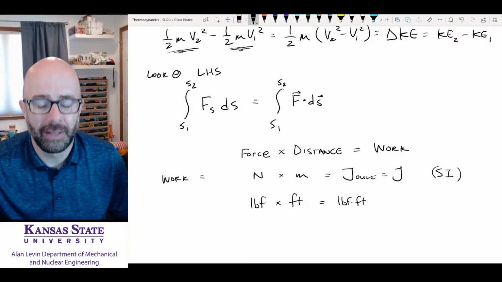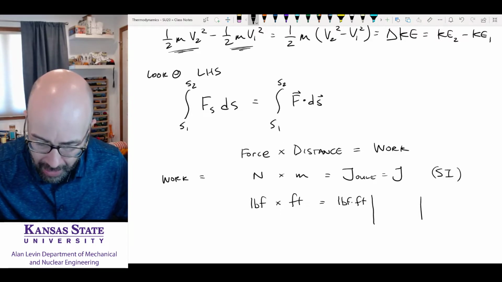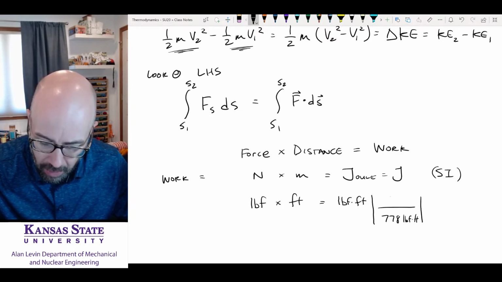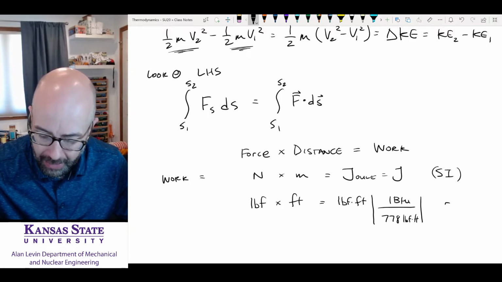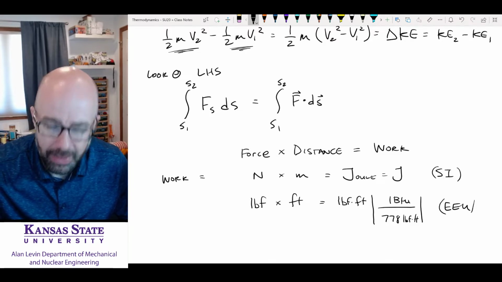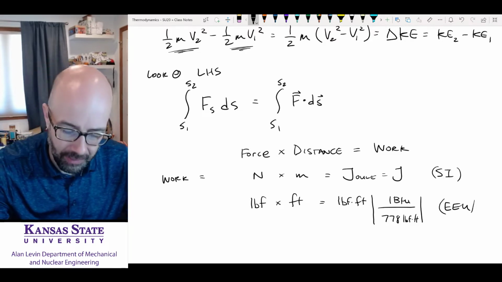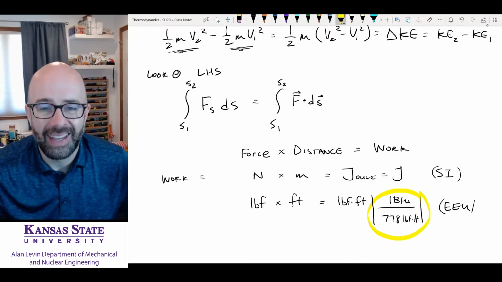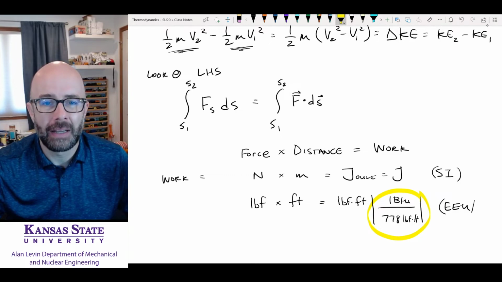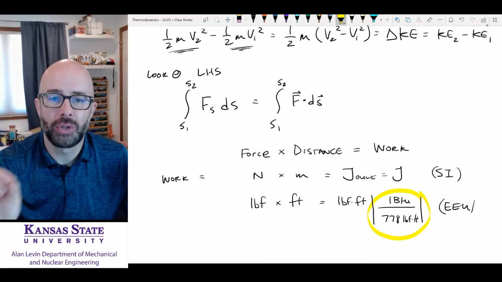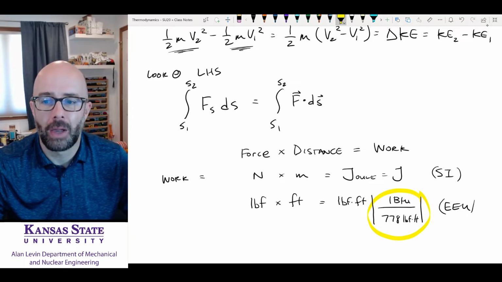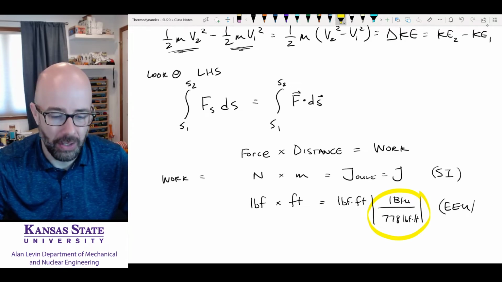But that's not what we use in English units. We're going to have to convert here. We're going to say that 778 pounds force feet is 1 BTU. This is what we do in English engineering units, so we're going to convert to BTUs. Again, SI is nice and compact, but English engineering units, not that easy. We're always going to have to convert, because the units of energy in English engineering units are BTUs, not pounds force feet. So let's do that conversion, divided by 778.